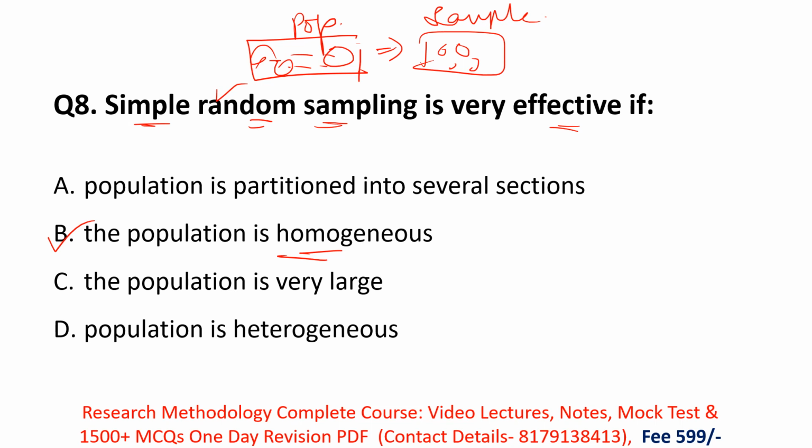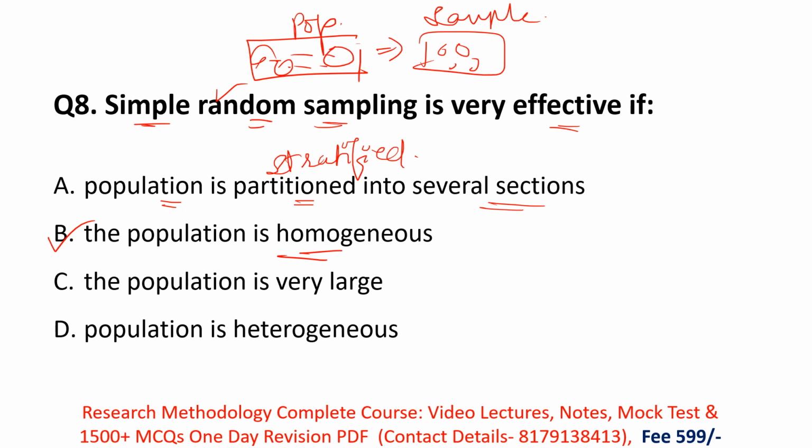We'll see the incorrect options as well. So here the option is, population is partitioned into several sections. No, when your population is partitioned into several sections, in this case you will use stratified sampling. Okay, in this case you will use stratified sampling, because in stratified sampling the population you have is heterogeneous.